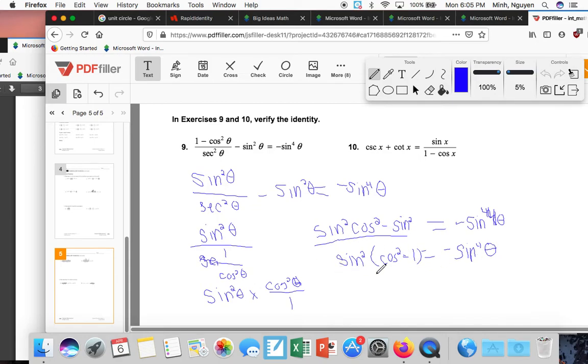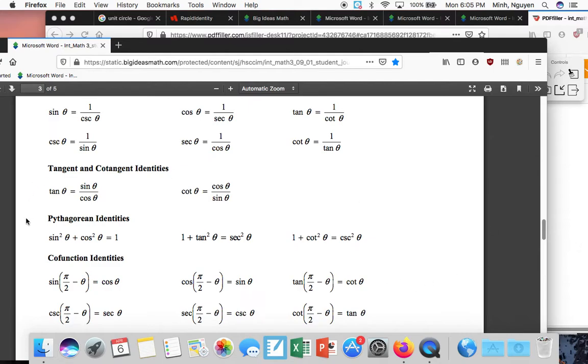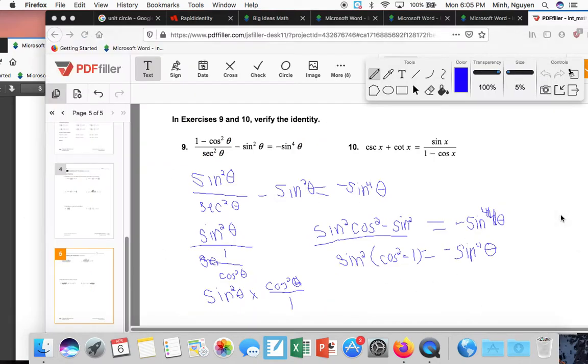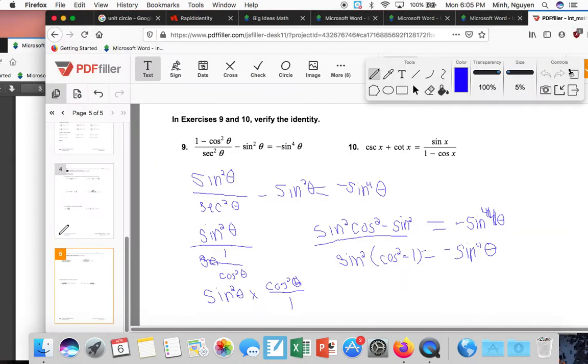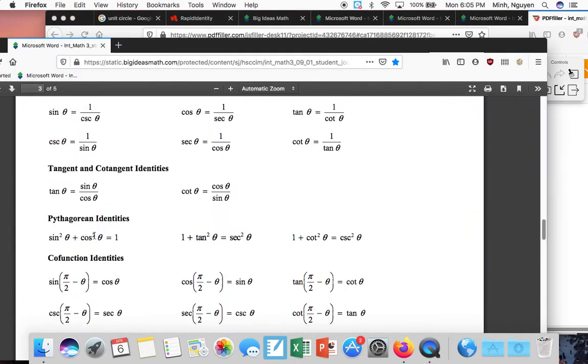So let's go back to our identities. Sine squared plus cosine squared equals 1. This says cosine squared minus 1. How can I use that to help me rewrite? If I say cosine squared minus 1, that means I have to subtract the 1 on both sides, right? So I would have sine squared plus cosine squared minus 1 equals 0, because 1 minus 1 is 0, if I subtract 1 on both sides.